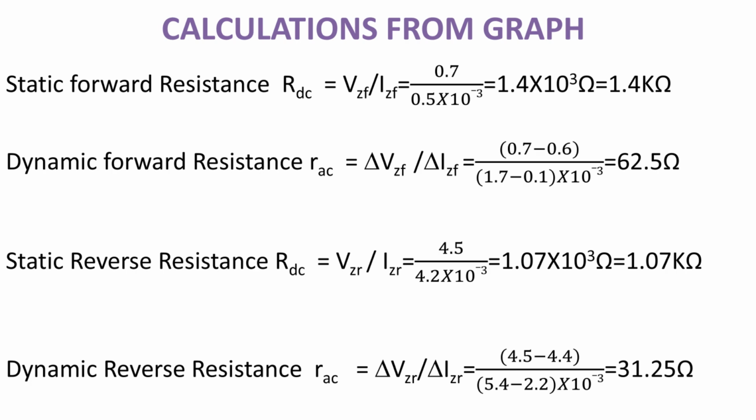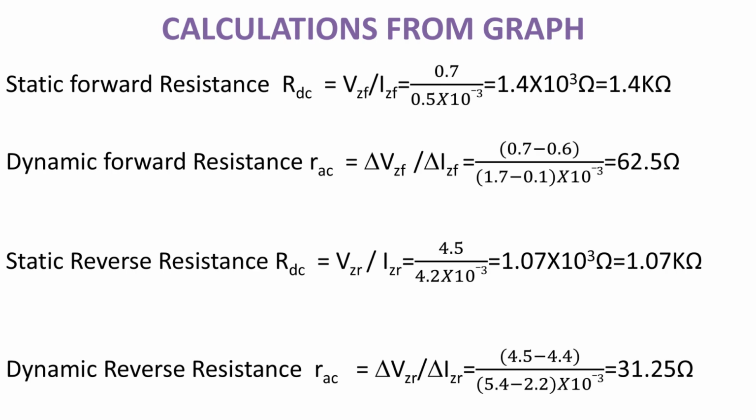Static resistance RDC equals VZF by IZF. From the forward bias characteristics tabular column, considering a point from the graph or from the table, 0.7 is the voltage and the corresponding current is 0.5 milliamperes. 0.7 by 0.5 into 10 power minus 3, which gives 1.4 kilo ohms.